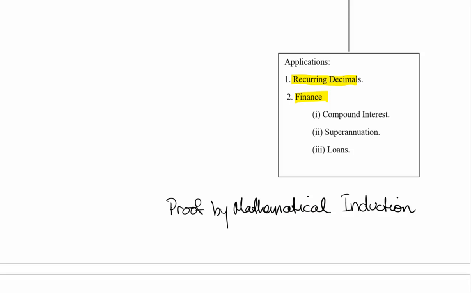And then finally in this chapter, there is one more thing we look at, and it is proof by mathematical induction. It only has a very slight association with sequence and series, and I'll point that out when we get there. It's a method of proof, and like I said, it's not specific to an AP or to a GP, but there is a slight connection.